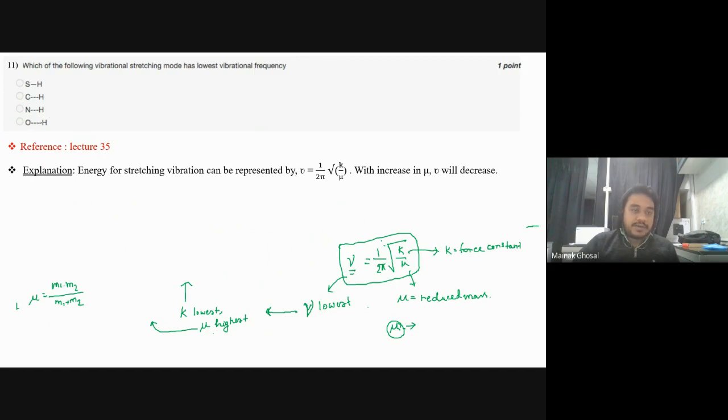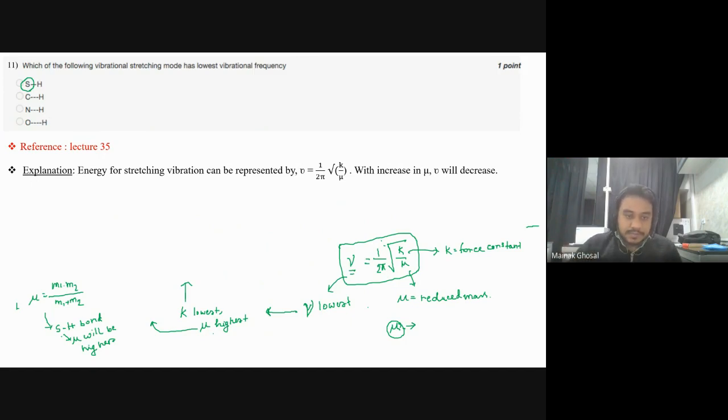Hydrogen is constant for everything. So among oxygen, nitrogen, carbon and sulfur, sulfur is lower in the periodic table, so sulfur will have the highest mass. So for the SH bond, mu, the reduced mass, will be higher because sulfur is higher in mass than the others. But this is not all.